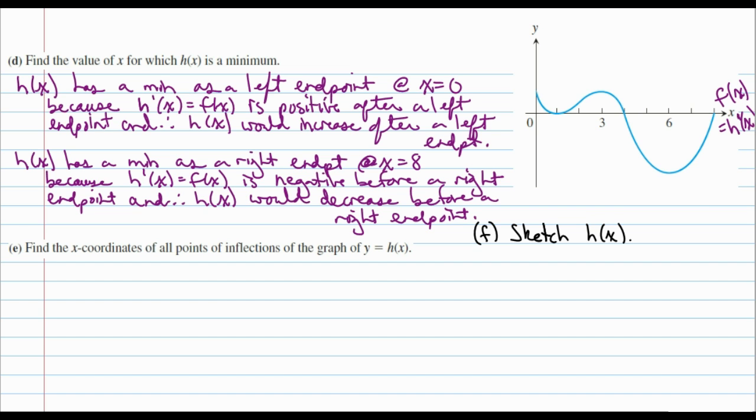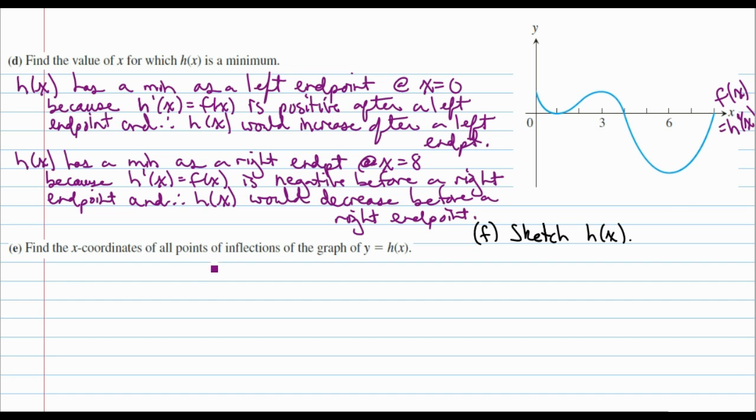Part E asks to find the x-coordinates of all points of inflection of the graph y equals h of x. Okay, so points of inflection, back from chapter 4, can be found in the second derivative, where the second derivative changes from positive to negative. But we don't have the graph of the second derivative here, so we have to look at the first derivative, and if you remember, points of inflection also occur where the first derivative, therefore, changes from increasing to decreasing, or decreasing to increasing, because that would mean the second derivative changes from positive to negative, or negative to positive, respectively.